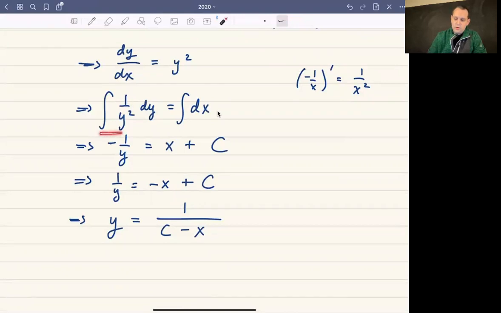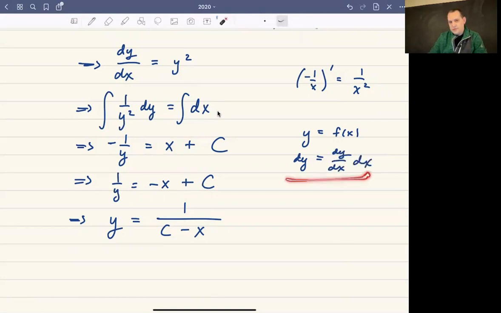Now, I should say just one more word about separating variables. The real reason why this works is because of the role of differentials. So if we have y equals f of x, then dy is f prime of x dx. In other words, dy is the derivative times dx. And this is really what we're doing when we separate variables. When I write that we have dy, really we're thinking of dy as dy dx times dx.